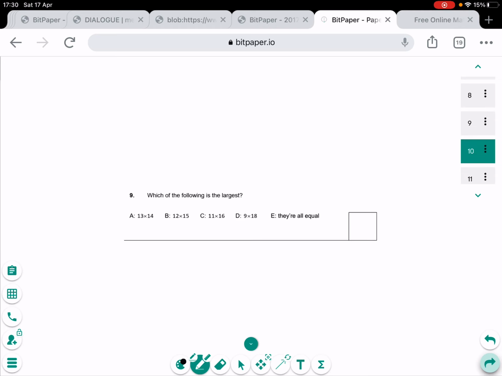Which of the following is largest? So let's start doing these sums. So 13 times 14 is 182. So that's currently our largest, obviously. But 12 times 15, I have a feeling that will be smaller. That's 180. Yes, it is smaller. Currently, A is the largest.